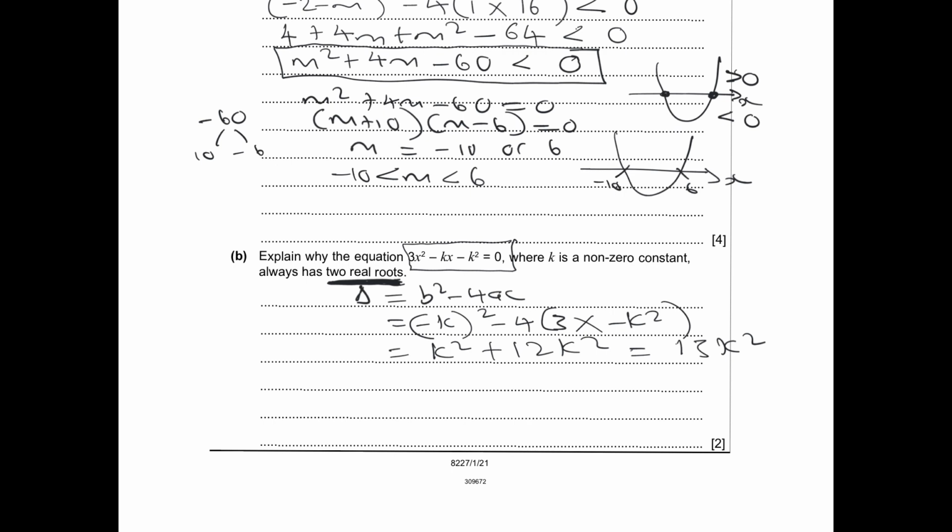Now, so what are we saying? We are saying for all the values of k, whether positive or negative, k squared is always, how do I write this? This is a notation for all the values of k. We are saying k squared is always going to be greater than what? 0. Therefore, 13k squared is also greater than 0.